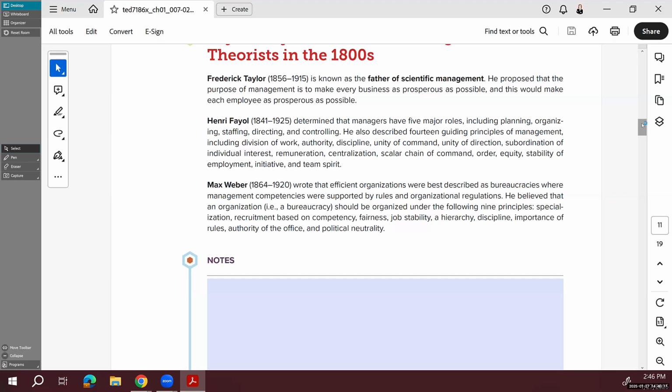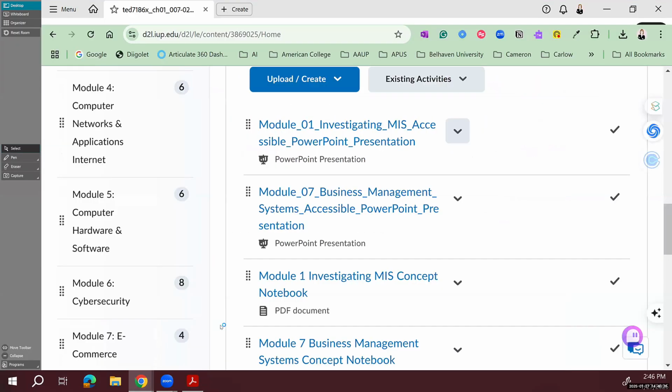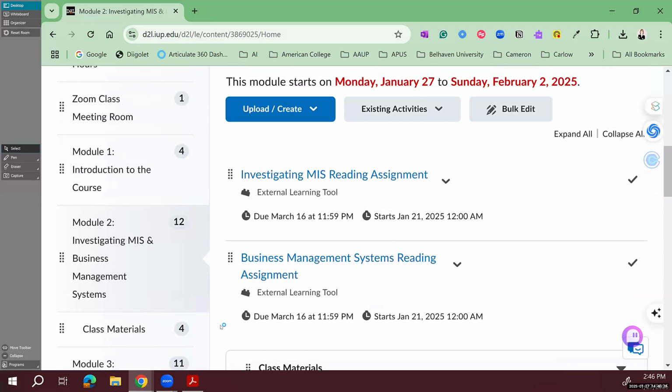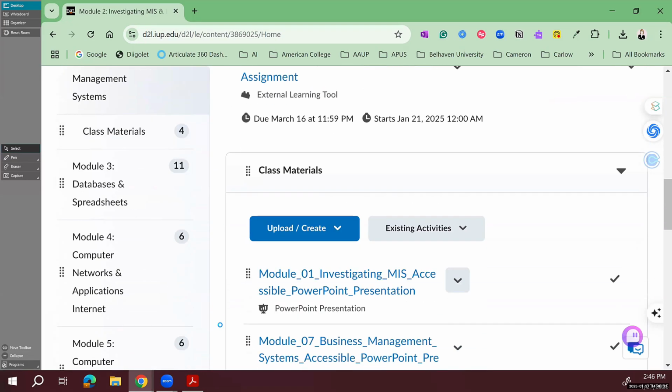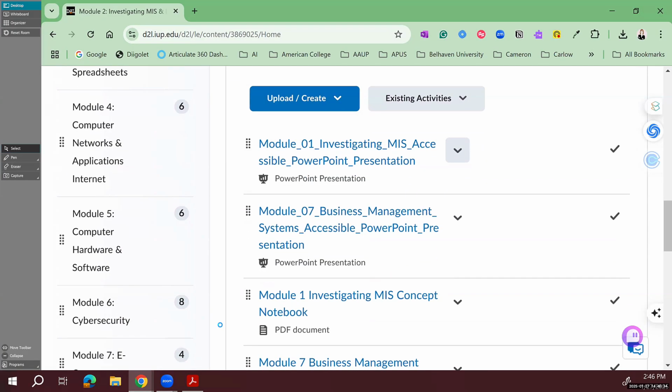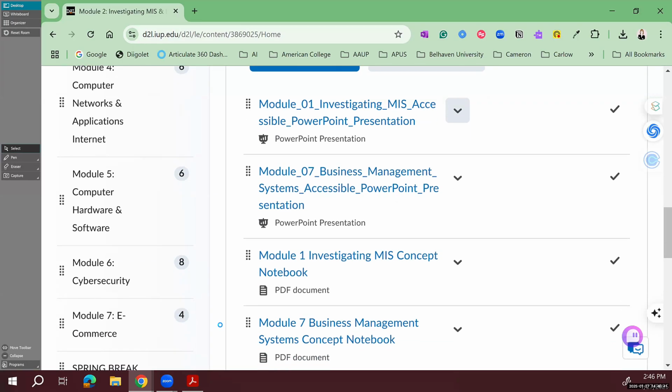Everybody found it okay? Can you run back how you got to that? Oh, sure, absolutely. If we go into module 2, let me make sure I'm in the right module. Yeah, so the dates, so I don't forget. Because I'll screw stuff up. I just added this this morning. For each module, we're going to download this and go over it. But this right here, Module 1, Investigating MIS concept notebook, that's what I'm calling it. And then we'll have one for Wednesday too.